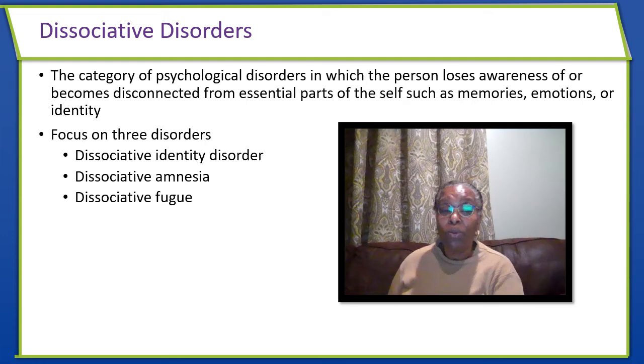Now, in these disorders, this is when a person is losing awareness and becomes kind of disconnected from themselves, like their memories, and it's usually due to a traumatic event. So they might not be able to recall their memories, which is the amnesia, or their emotions get too intense for them. And that's where the fugue comes in, they just seem like they become a void, as well as the identity, and that's when those multiple personalities that you've heard of come about.